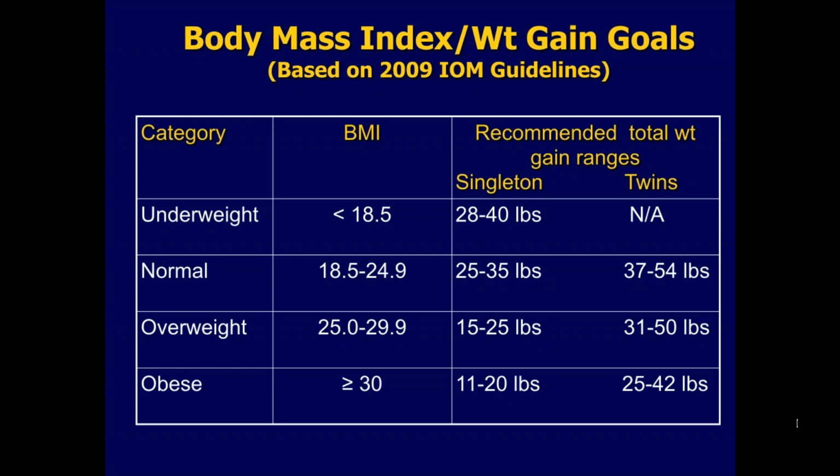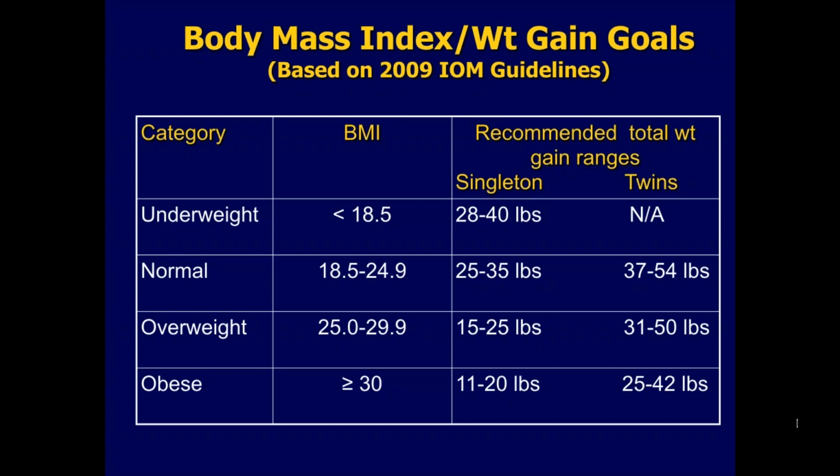IOM, Institute of Medicine, guidelines, you're looking at a category, and it's very clear here what you're looking at. So for underweight, you look at the BMI category on the left-hand side, and then you look at the recommended total weight gain ranges for singleton pregnancy and for twins. So you can clearly see the weight gain goals listed in there, although we don't know the recommended weight gain goals for twins in the underweight category. So we have to take it very individually at that point, to see what the baby's growth looks like from the prenatal visit or ultrasound.